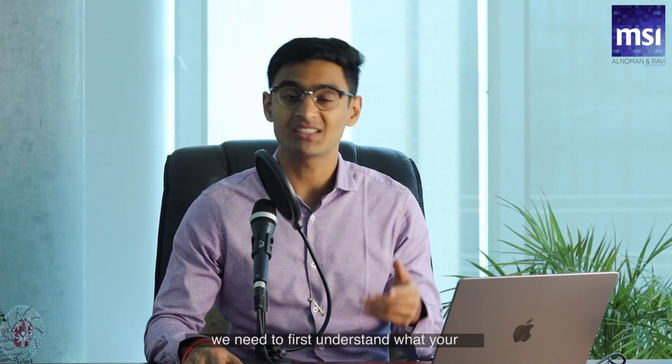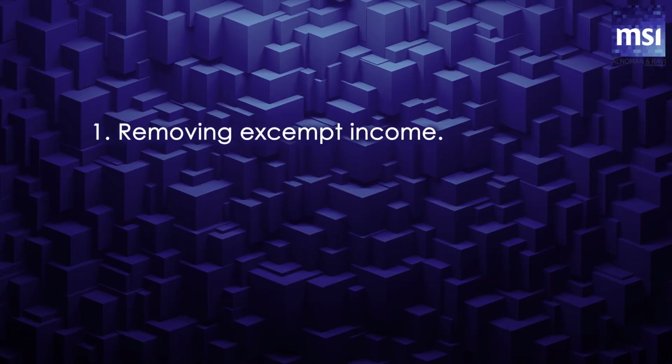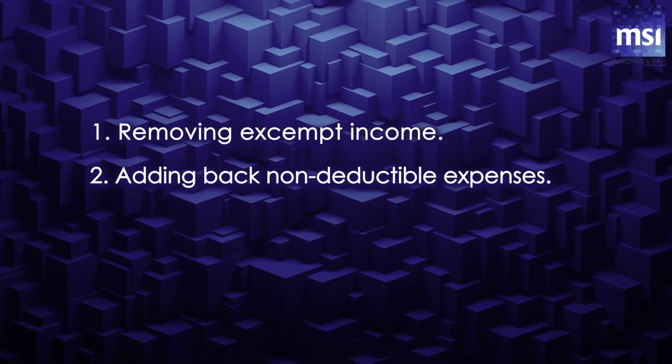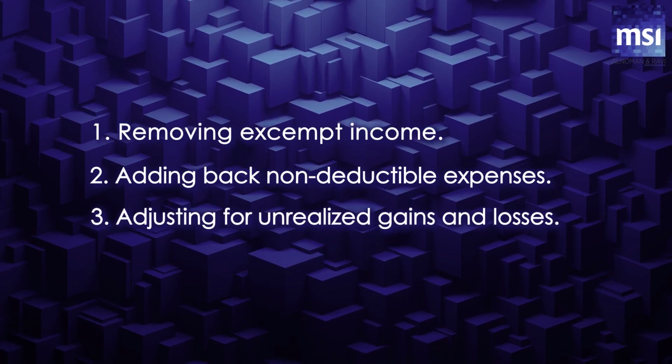To start calculating corporate tax payable, we need to first understand what your taxable income is, which we've already discussed in our older videos. But in summary, it's simply the net profit in your financial statements and then adjusting for the following: removing exempt income, adding back non-deductible expenses, and finally adjusting for unrealized gains and losses.